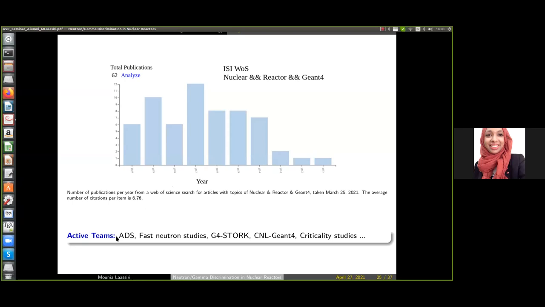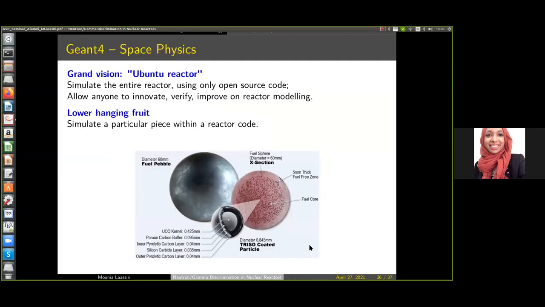The most active teams in this topic are ADS, the accelerator driven system, fast neutron studies, Geant4 stochastic reactor kinetics, CNL Geant4 Canadian Nuclear Laboratories, and criticality studies. This part presents several results that establish the proof of principle in the stochastic Monte Carlo modeling of a nuclear reactor core using the Geant4 framework. Our simulation is exercised in the context of a high temperature gas cooled reactor, HTGR, that uses helium as a coolant and graphite as a moderator.